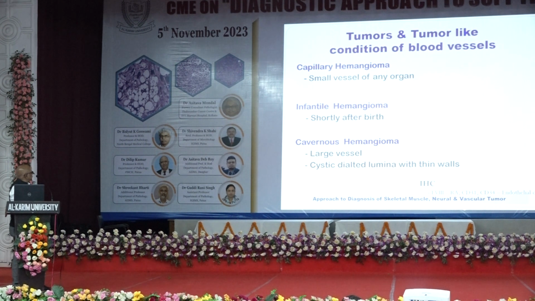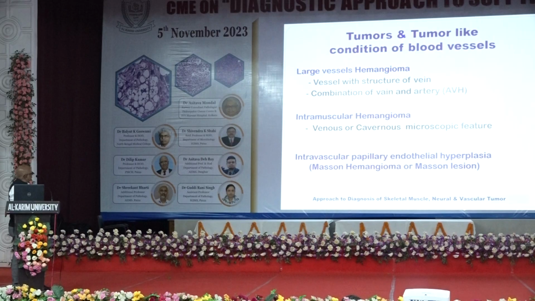Infantile hemangioma shortly after birth. Cavernous hemangioma is a large vessel hemangioma with cystic dilated lumina with thin walls. IHC: factor VIII RA, CD31, CD34 for the endothelial cells.